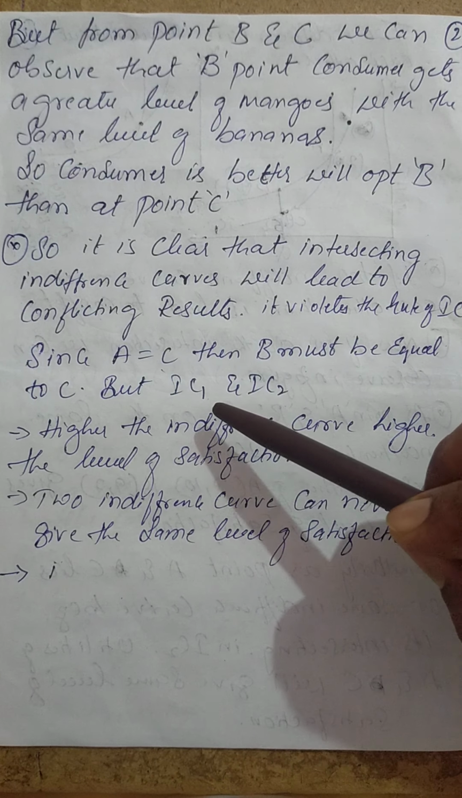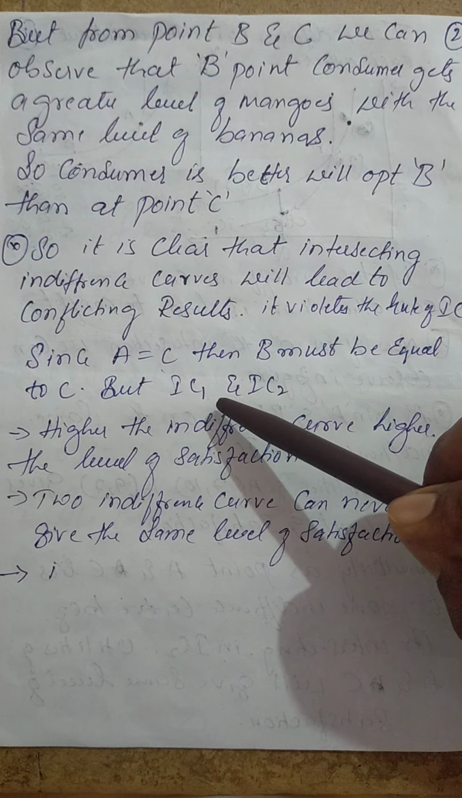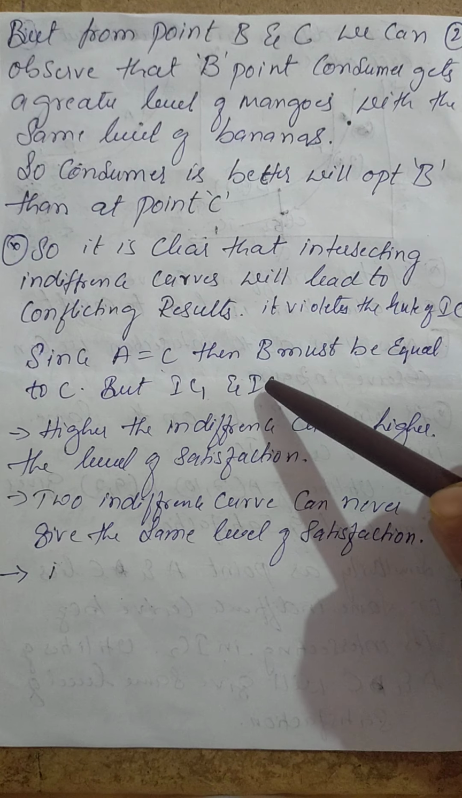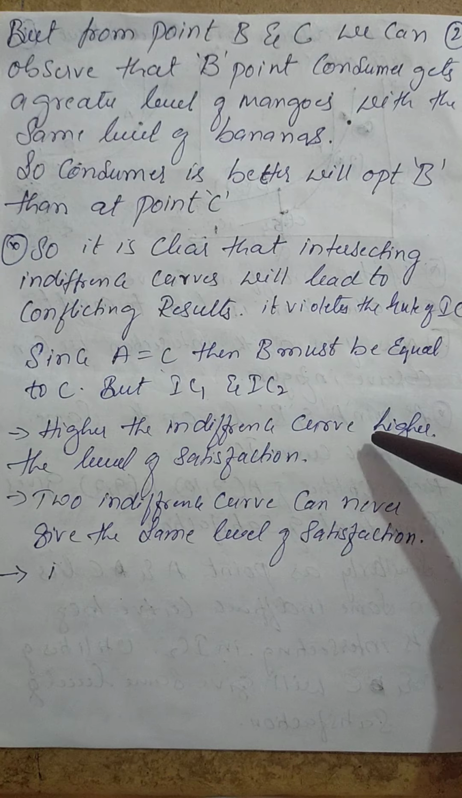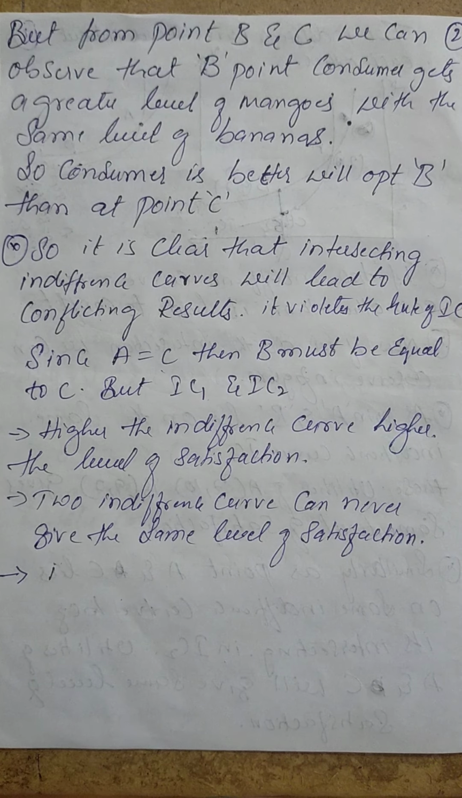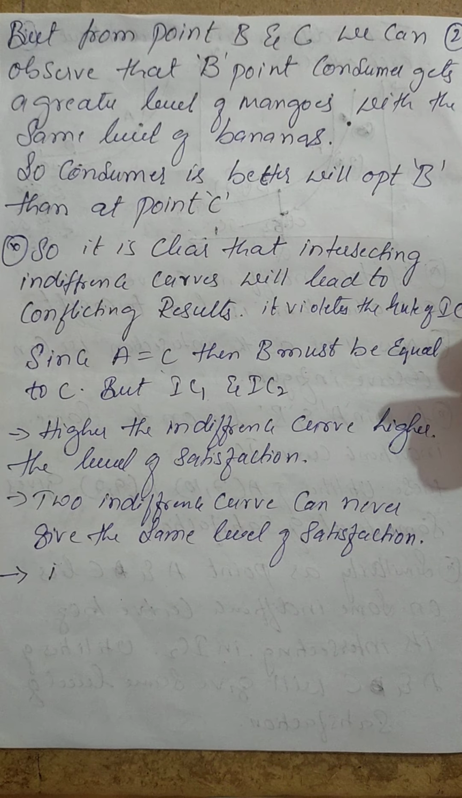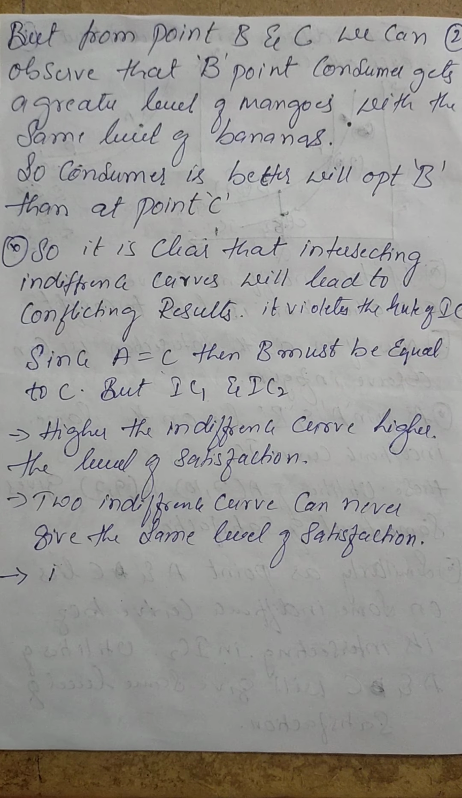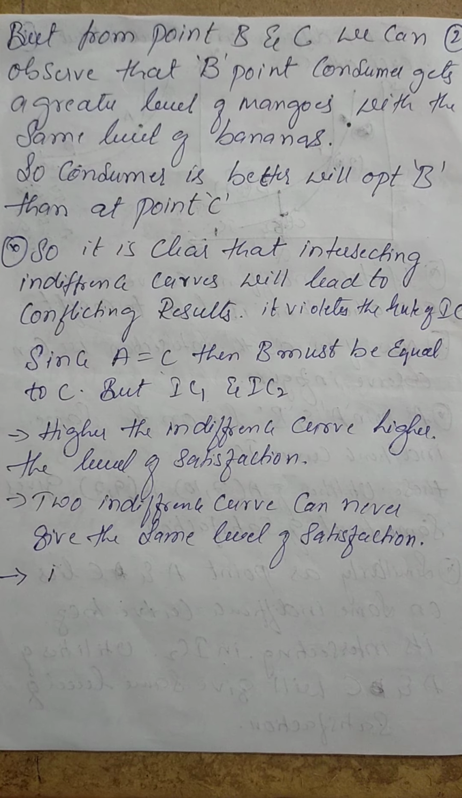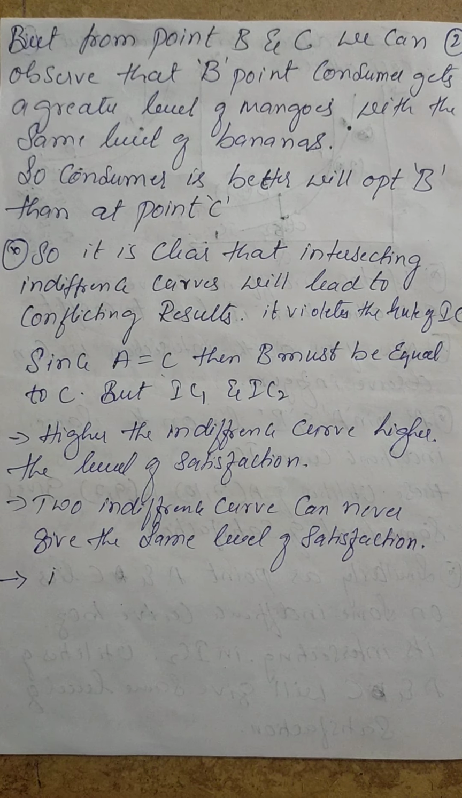So IC1 and IC2 are the two indifference curves, as I said earlier. The higher the indifference curve, the higher the level of satisfaction. Which is the higher indifference curve? IC2 now, because it is getting the higher satisfaction level. So two indifference curves never intersect, and never give the same level of satisfaction. That is the point we have to observe.